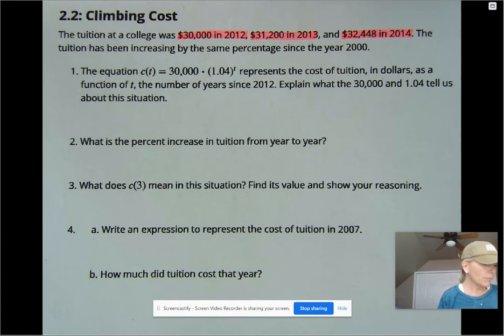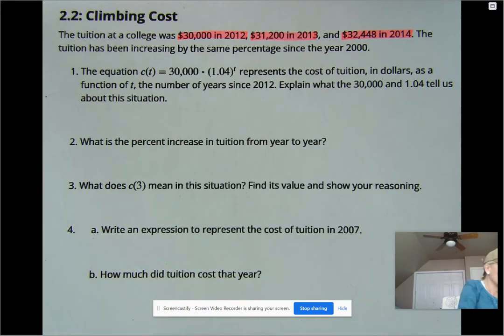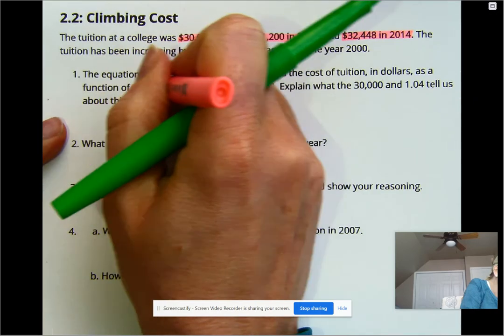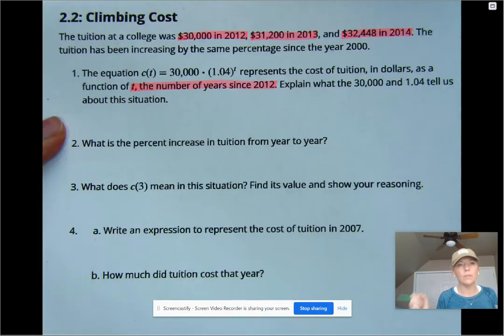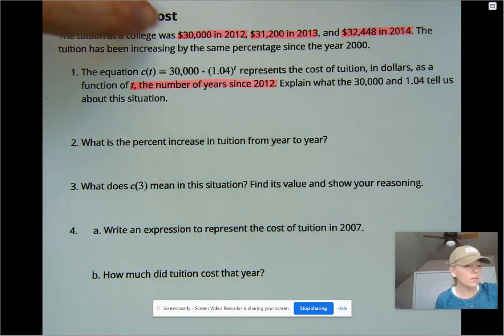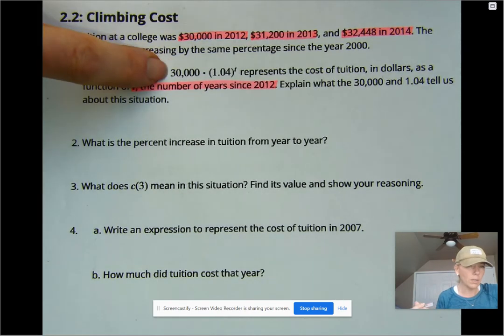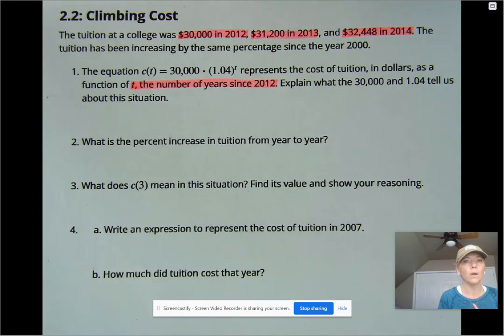All right, so the first thing is we have this equation. C of t equals 30,000 times 1.04 to the t represents the cost of tuition in dollars as a function of t, the number of years since 2012. That's a really important thing to keep in mind: we're talking about the years since 2012. It does make sense because it was $30,000 in 2012, and that's showing as the initial amount in the equation. So it makes sense that t would represent the number of years since 2012.